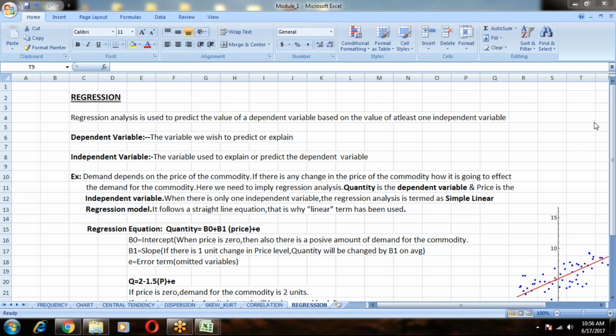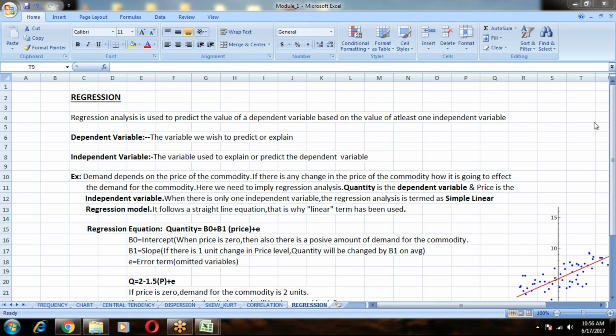Regression analysis is used to predict the value of a dependent variable based on the value of at least one independent variable. So when the price is 500, what would the demand be? Or if price increases by 1% or 2%, by how much would the demand decrease? These answers we can get using the regression concept. That's all.